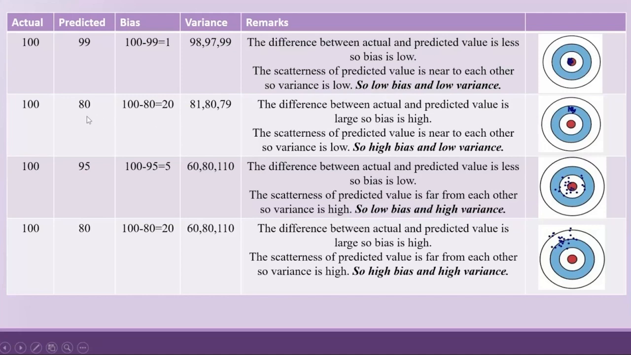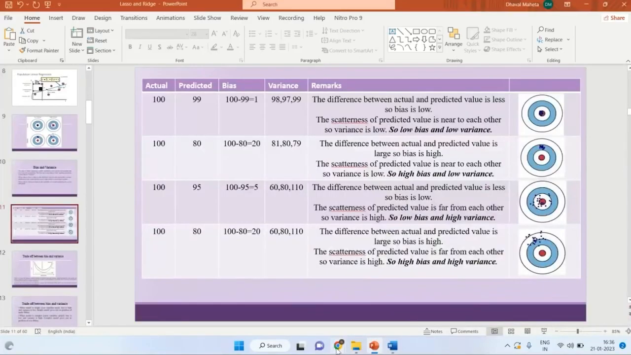The second case, actual 100 and predicted 180, bias is very high. But in this predicted, when we repeat the analysis 3 times, we got the answers 81, 80, and 79. Variance is low, but bias is very high. So this is the second case. Third case, 195. So 100 minus 95 is 5. Bias is low. Variance, if the experiment was repeated, we got the predicted values 60, 80, and 110. So variance is very high. Third case. And fourth case, bias also high and variance also high. Is it clear? I hope you understood this concept.